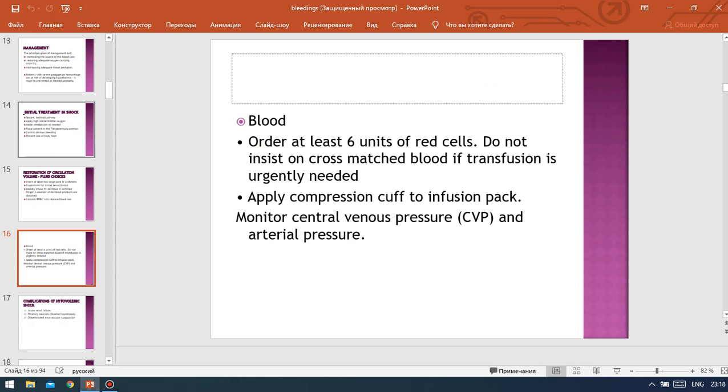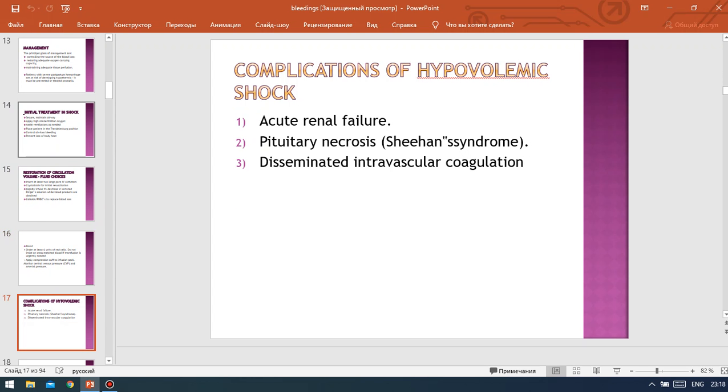Apply a compression cuff to the infusion pack and monitor central venous pressure and arterial pressure, because it's very important to check it. If we don't do it, we have so many complications. Complications of hypovolemic shock: first, acute renal failure, pituitary necrosis, which is Sheehan syndrome, and disseminated intravascular coagulation.